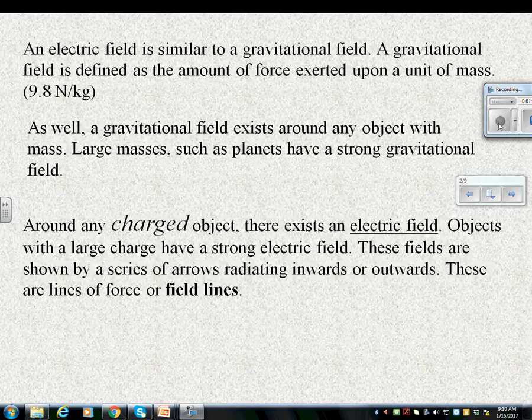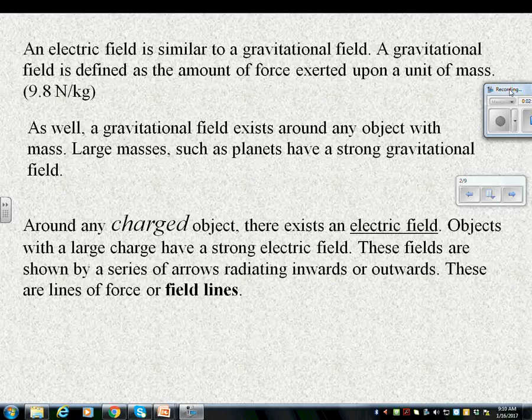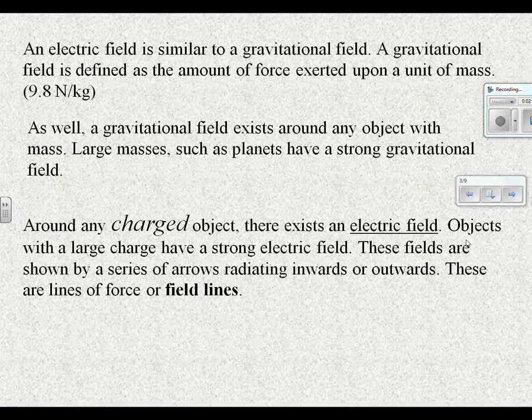Okay, so what about these electric fields then? Around any charged object, there exists an electric field. So objects with mass have a gravitational field, and objects with charge have an electric field. Obviously, objects with a large charge have a strong electric field, and objects with a small charge have a small electric field. These fields are shown by a series of arrows radiating inwards or outwards. These are called lines of force, or field lines. And you've seen them already. There it is there.